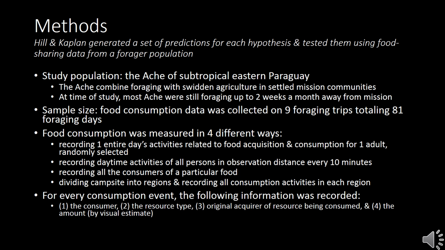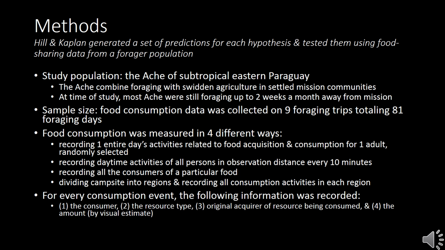The Ache live in subtropical eastern Paraguay and combine foraging with swidden agriculture in settled mission communities. At the time of the study, most Ache individuals were still foraging for up to 2 weeks a month away from the mission. Hill and Kaplan collected food consumption data on a total of 9 foraging trips for a total of 81 foraging days. Food consumption was monitored in 4 different ways.